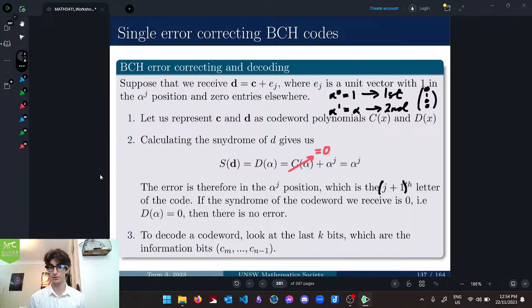If the syndrome of the code word we receive is 0, so if D of alpha equals 0, then there is no error, so alpha is a root of the polynomial for D. To decode a code word, look at the last k bits, which are, as we've been saying on and on, the information bits. So that is the remaining n minus m bits after the first m check bits.